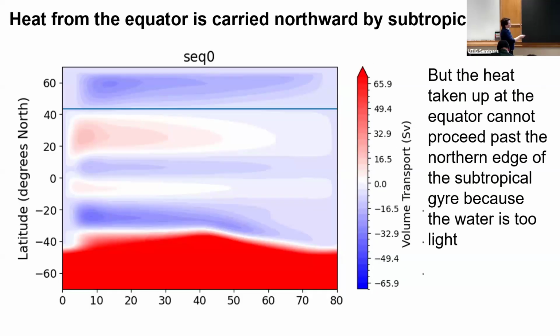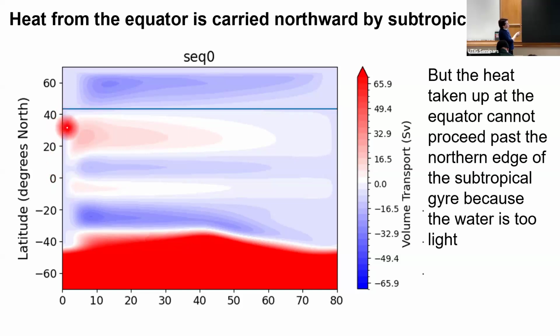Well, we think it's because 40 north is where the subtropical gyre ends. So we can have warm water that upwells here at the equator, and it can feed northward flow on the western boundary. And I'll show you another figure of this in a second. This warmer water can flow northward on the western boundary and continue to bring heat northward.